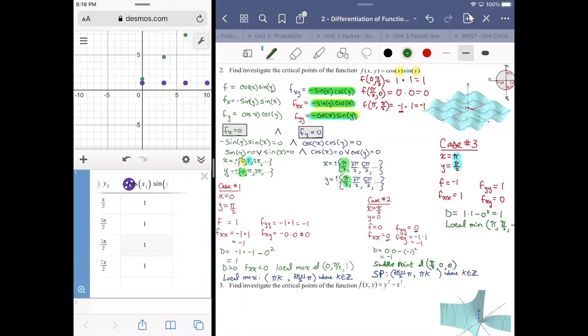So if we do a 1-for-1 pairing of like 0 with pi over 2, then pi with 3 pi over 2, then 2 pi with 5 pi over 2. So multiples of pi combined 1 for 1 with those values in y, then it works out just fine.